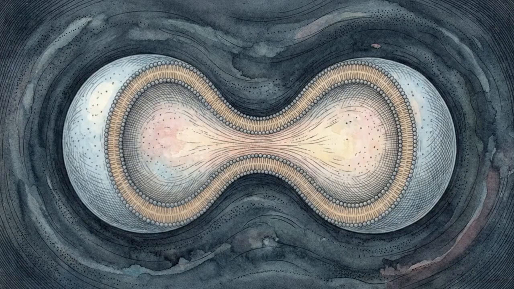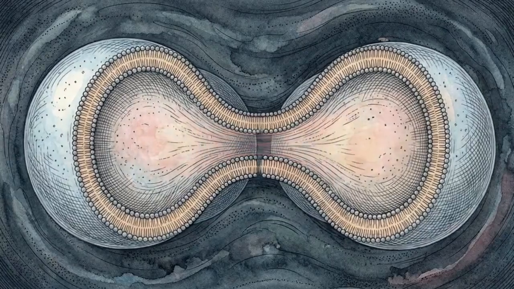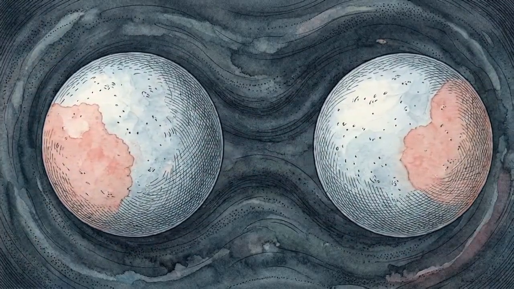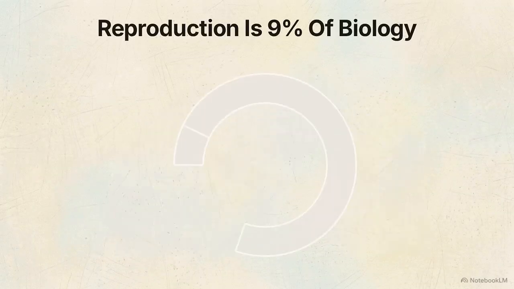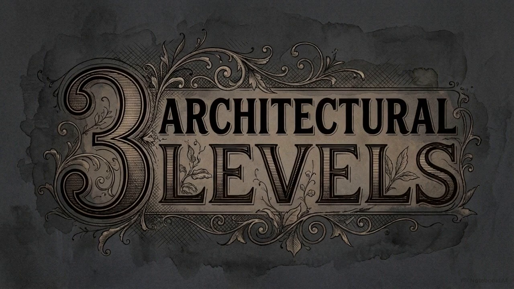Every organism must transmit its genetic instructions to the next generation to survive. Understanding these precise cellular mechanisms is a mandatory requirement for the MCAT. In fact, questions targeting reproductive biology and cell division account for roughly 9% of the entire biology section on the exam. To master this material, we have to track the process across 3 distinct scales.